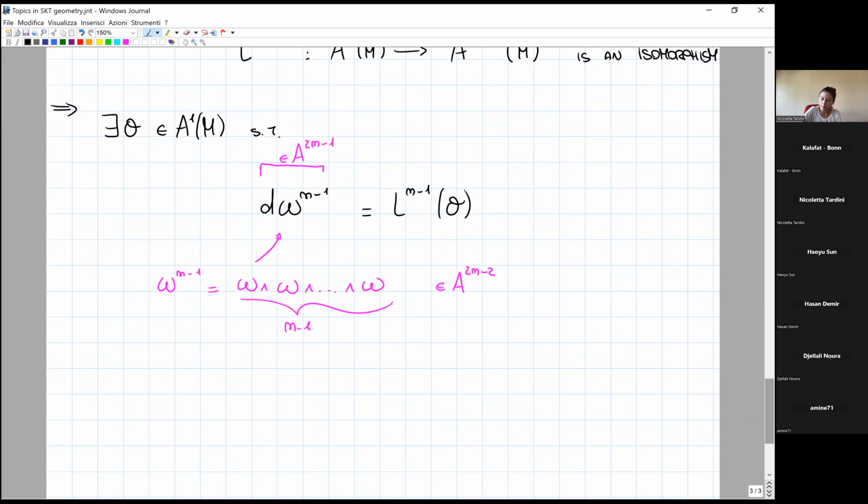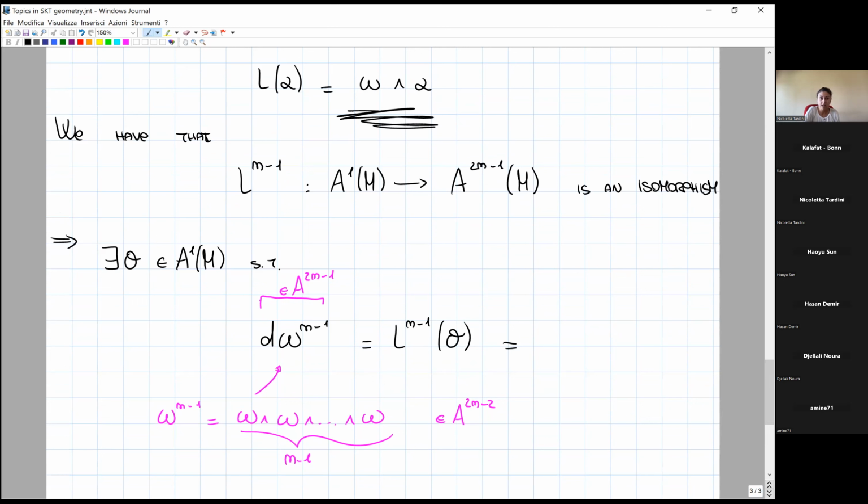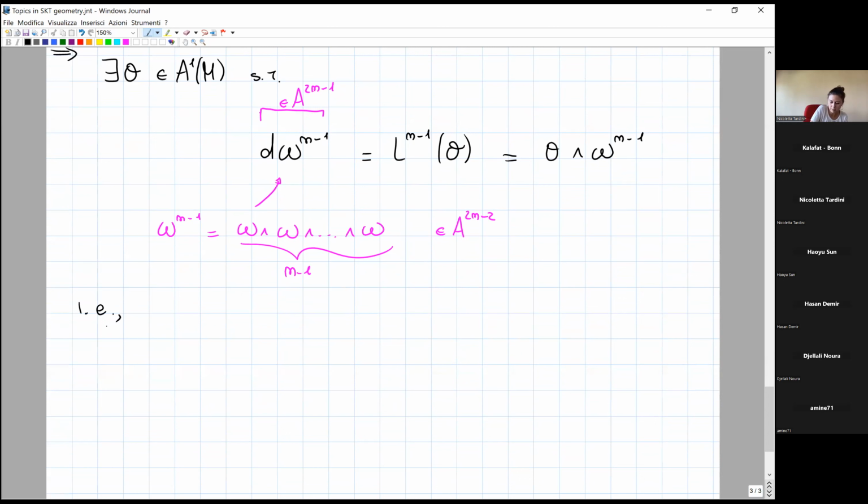So in other words, since the operator L is just the multiplication by omega, this is just theta wedge omega^(n-1). Okay, so what I'm saying, let me rewrite this again, is that every time you have an Hermitian metric and you compute d omega^(n-1), this will be equal to theta wedge omega^(n-1). Every time you have an Hermitian metric. And theta is a one-form, okay?